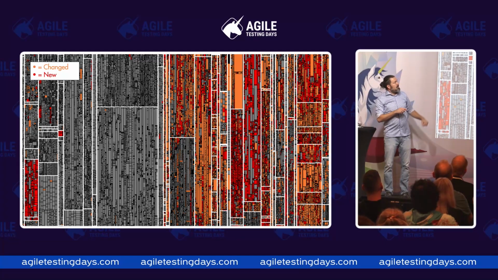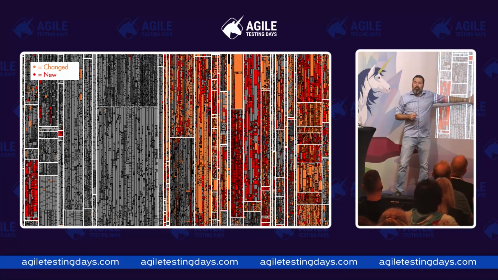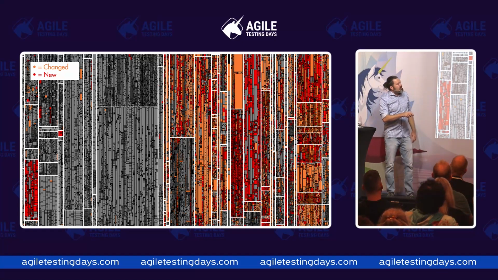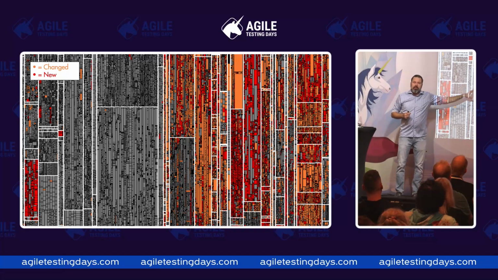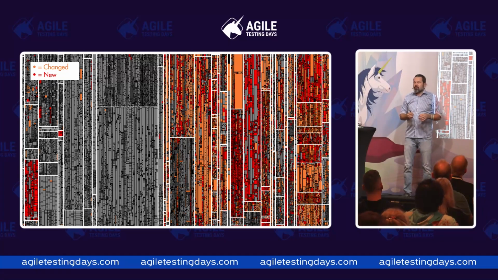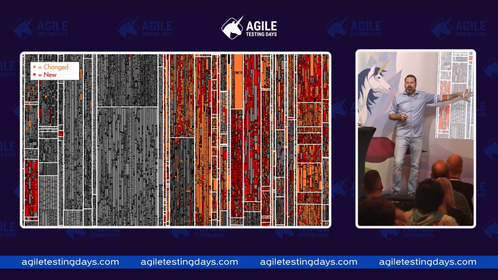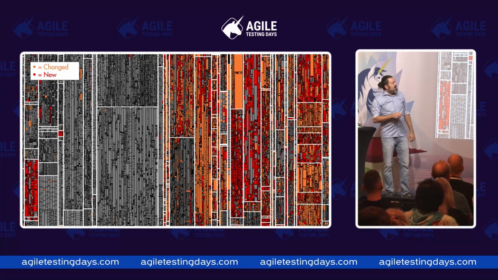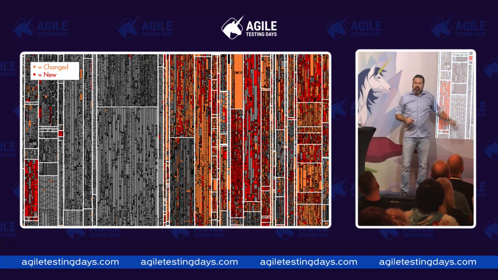rectangle is a method. And gray means not changed since the last release. Orange and red is modified or new code. And in this system, 30 people worked for 6 months. This was prior to agile transformation. Now they release much more frequently, but back then they released every 6 months. And we see a lot changed on the right-hand side, much less changed on the left-hand side.